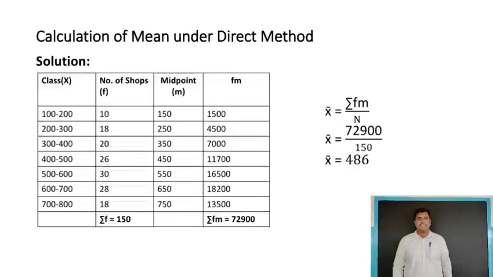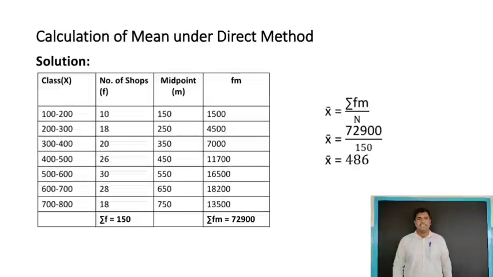So in the direct method what we do is, class interval is taken as x, number of shops is taken as f, and in the next step we calculate the midpoint. How to calculate midpoint? The lower limit plus the upper limit of the class is divided by 2 to calculate midpoint. For example, 100 to 200, midpoint is 150. So how do we get 150? It is 100 plus 200 divided by 2, we get 150.